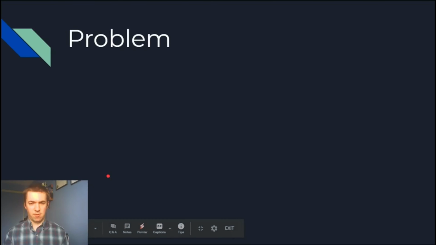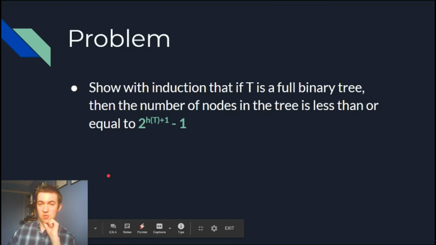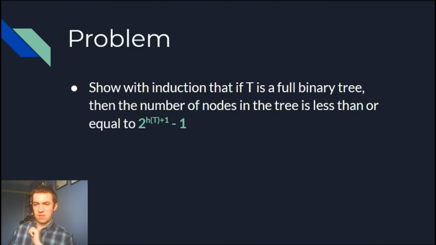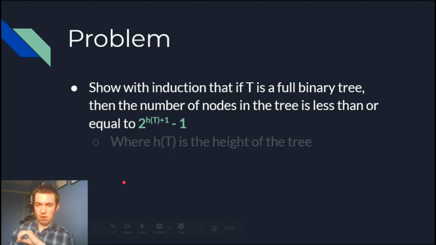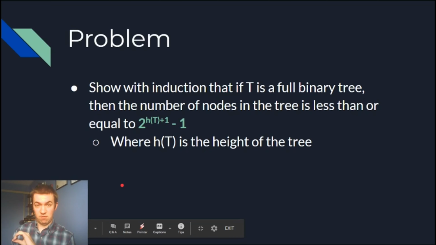Let's start out with a problem. Suppose we need to show with induction that if T is a full binary tree, then the number of nodes in that tree is less than or equal to 2 raised to the power of h(T) plus 1, minus 1, where here h(T) is the height of the tree. How are we going to do this?